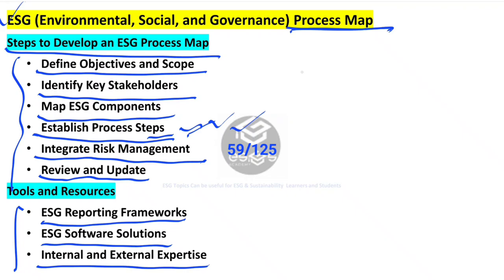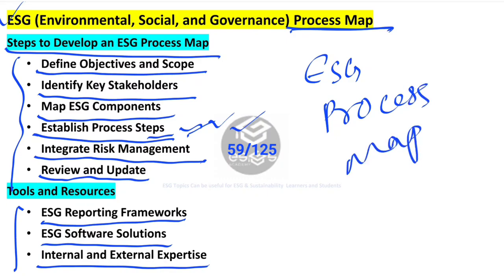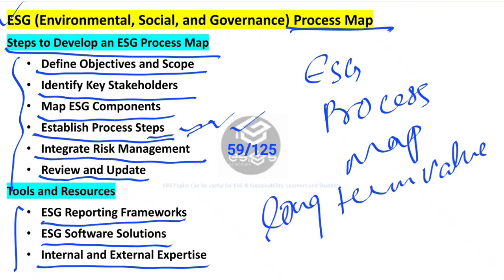So, developing a comprehensive ESG process map will help organizations systematically integrate sustainability into their operations, also to enhance transparency and create long-term value for all the stakeholders. It also supports compliance with regulatory requirements and positions the organization as a leader in sustainable business practices.